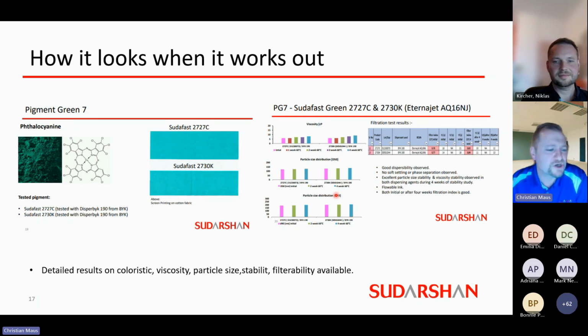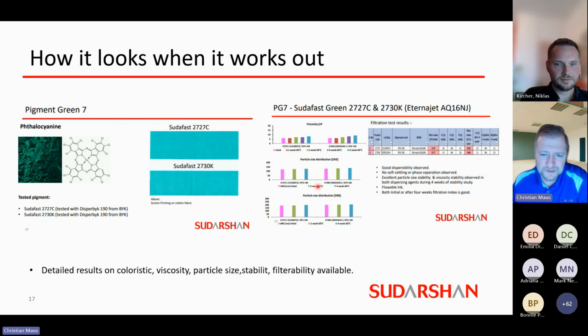This is just a screenshot of how it could look in the presentation. That's from a recent work we did on textile inkjet. We tested our Pigment Green 7 here. You see here the pigments we tested and some drawdowns on cotton fabric.